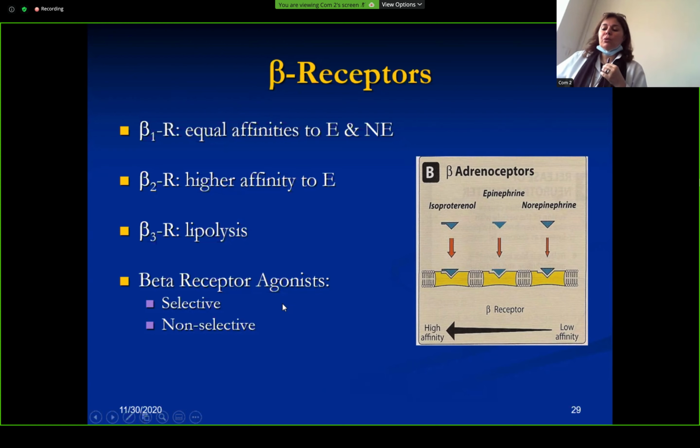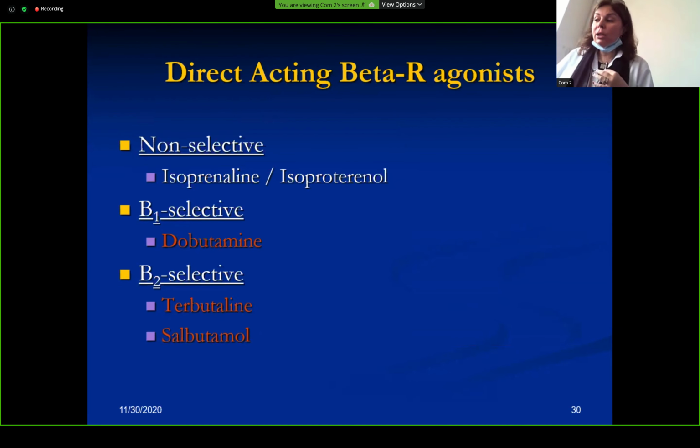Beta receptor agonists, we have selective and non-selective. But always remember that we are favoring selectivity of medication. Now, the direct acting beta agonists, we have the non-selective ones, remember, we're talking now about agonistic effect. Isoprenaline is non-selective. Remember when we say isoprenaline has both alpha and beta? If we're talking beta 1 selective and we said dopamine, it will be increasing heart rate.